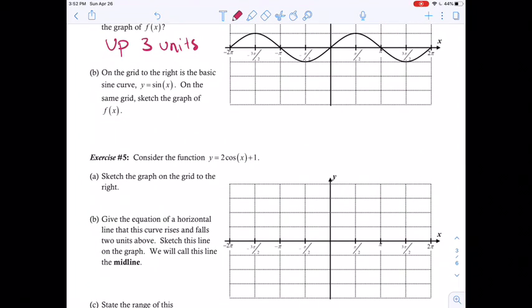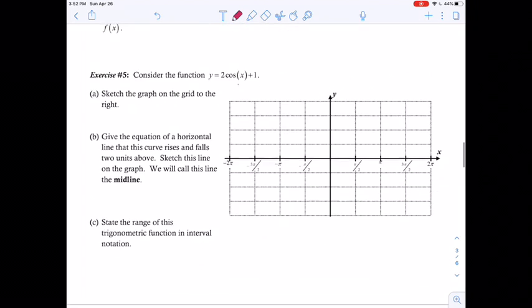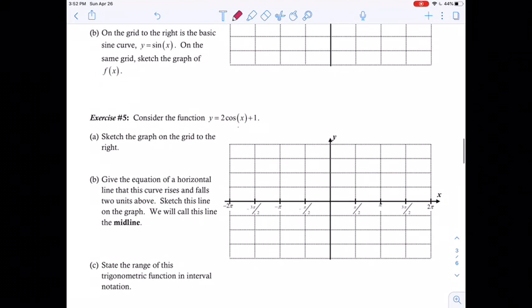Exercise 5. Consider the function y equals 2 cosine x plus 1. Sketch the graph on the grid to your right. Give the equation of a horizontal line that this curve rises and falls 2 units above. Sketch this line on the graph. We will call this line the midline, and then we have to state the range.